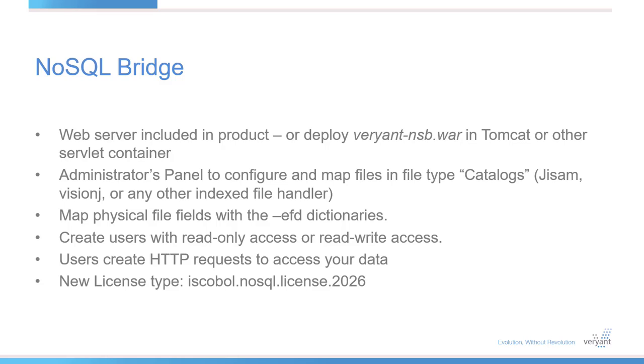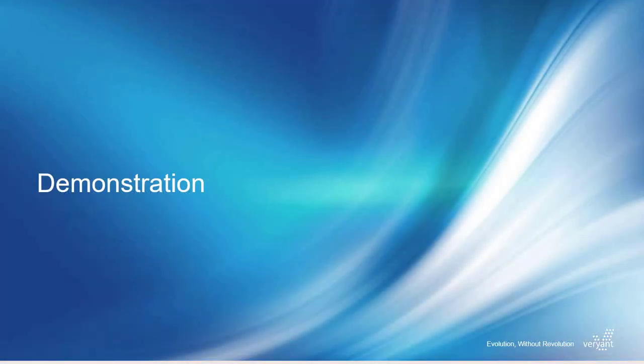You control access per customer, granting read-only or read-write permissions. REST clients will then connect by HTTP requests to access that data. Because it's a standalone product, it has its own license. You can contact your account manager for that license. So let's get right into it.